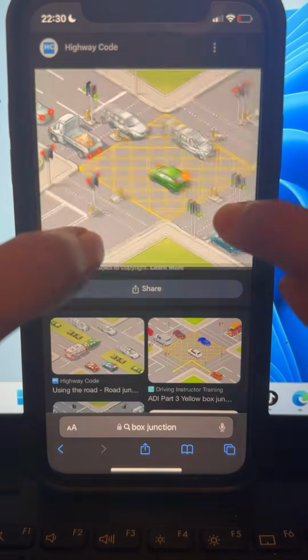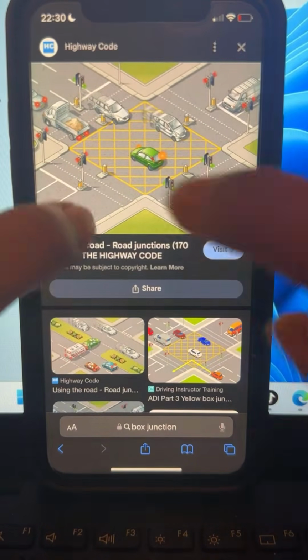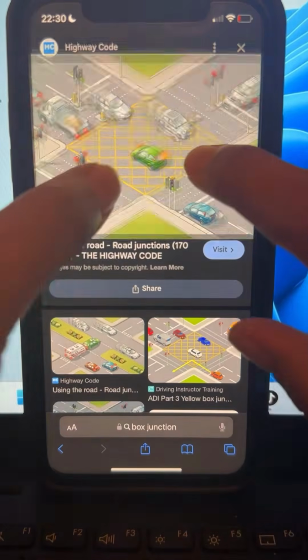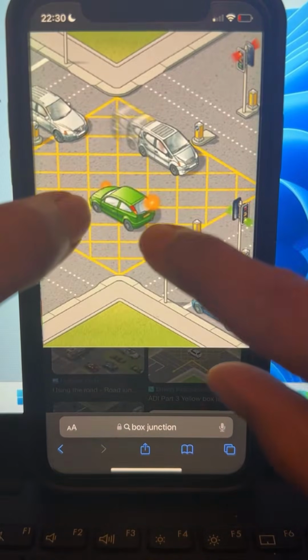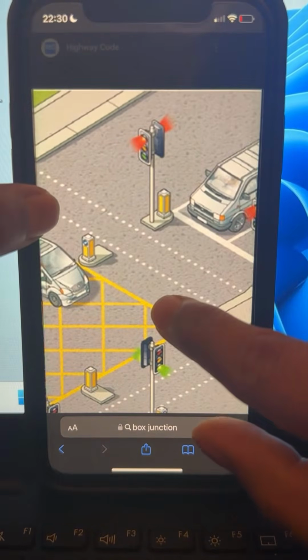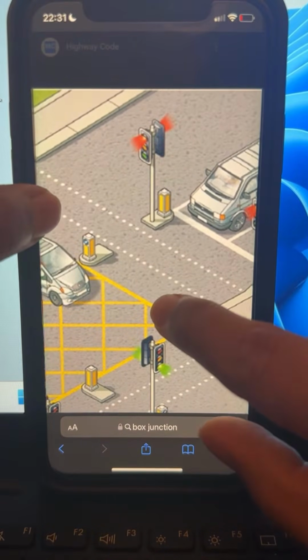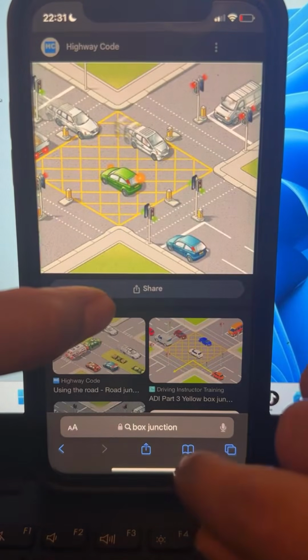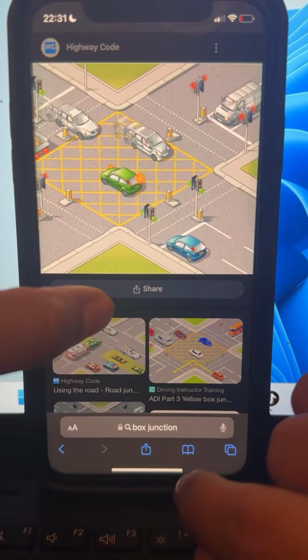Okay, you may enter your box junction only if your way is clear. Like the green car. The green car entered the box junction because look at her way. It's clear. Nobody's there. That's the first rule. You may enter a box junction if your exit from the junction is clear.